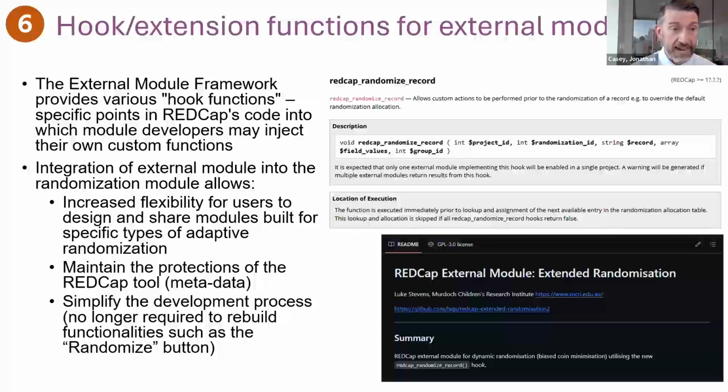So the new REDCap module has one of these so-called hook or extension functions that can be linked to external modules. So if a specific user wants to build a module to support adaptive randomization in their trial, that can then be shared with any other user for a future trial who wants to do something similar. And I think, as or more importantly, they can accomplish these study-specific goals while still maintaining the protections that are inherent to the REDCap tool, like the metadata and tracking of who performed randomization. And it doesn't require the same level of expertise it did to, for example, recreate and recode the randomization button itself.